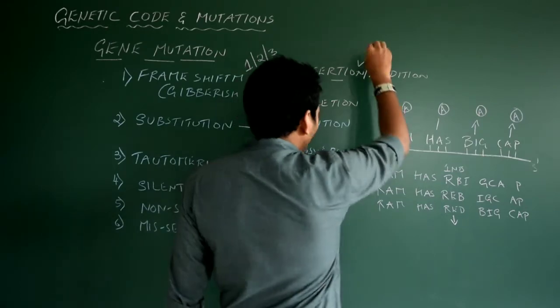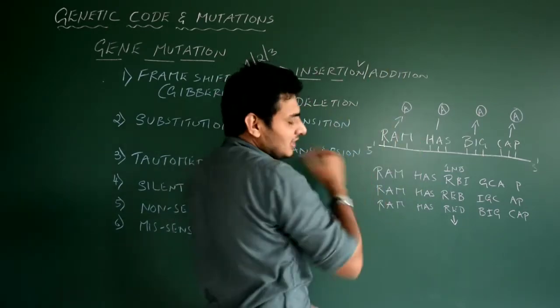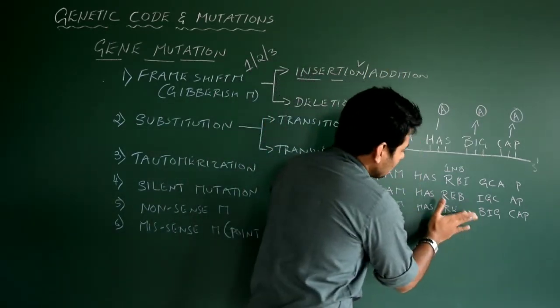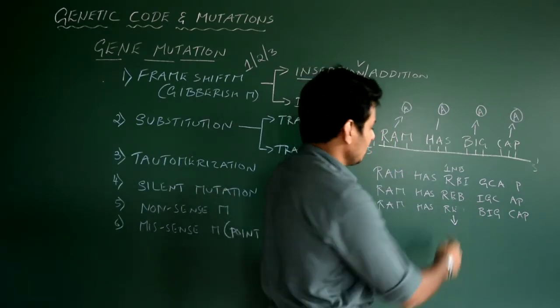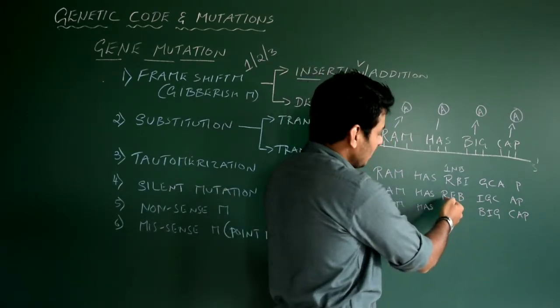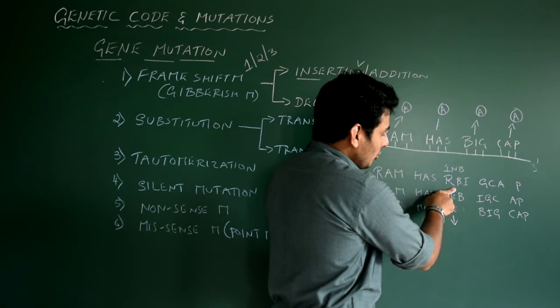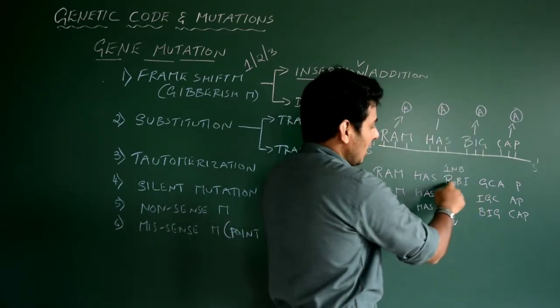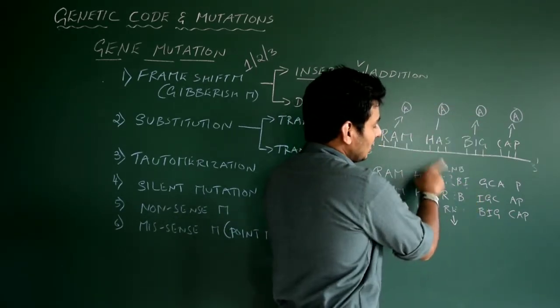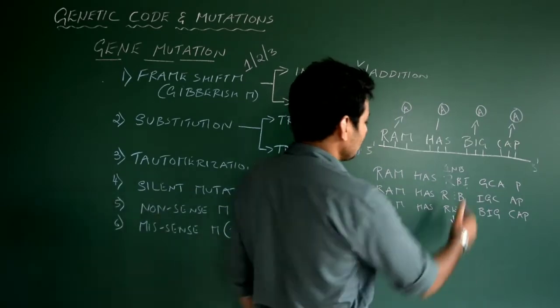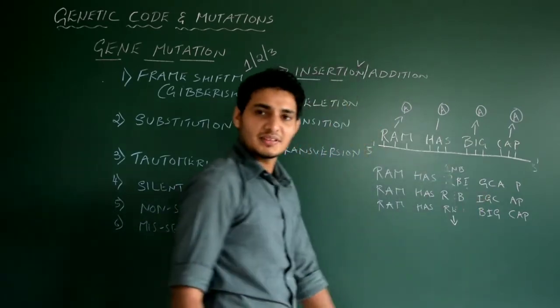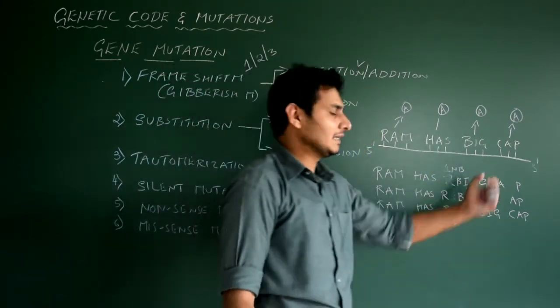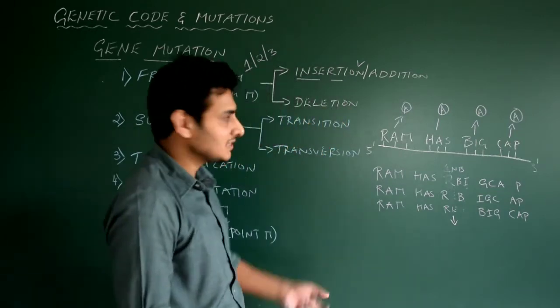Okay. What if this is deletion? It is very simple. Now I am going to remove this D. What's going to happen? The B will now shift. Correct? Making it R E B. Now I am going to remove this E. What's going to happen? R B I. What if I remove this R? So it will be BIG like that. Got it? You can apply to any codons. So that's very easy. That is deletion.